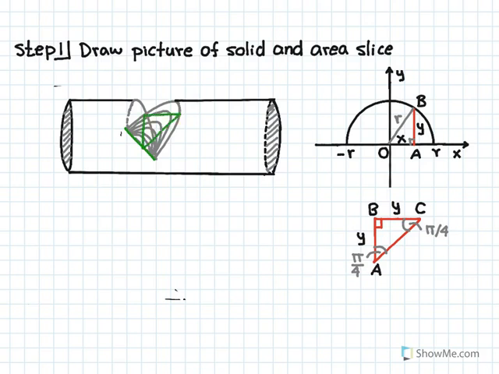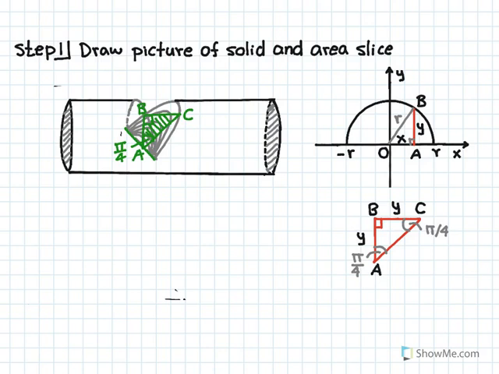And let's label these. The lower coordinate is A, upper coordinate is B, and we go across, and this is C. Here's 90 degrees, and this angle is pi over 4. And there is one of the cross-sectional slices. There's an infinite number of these. We add up all these cross-sectional slices in the x direction to find the volume of the wedge.